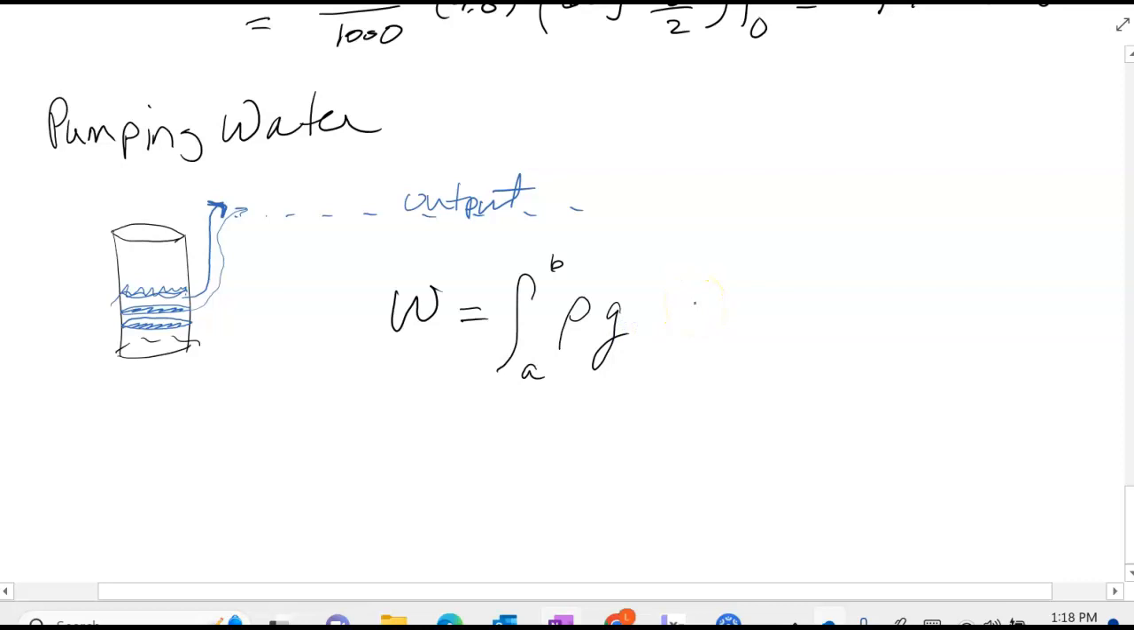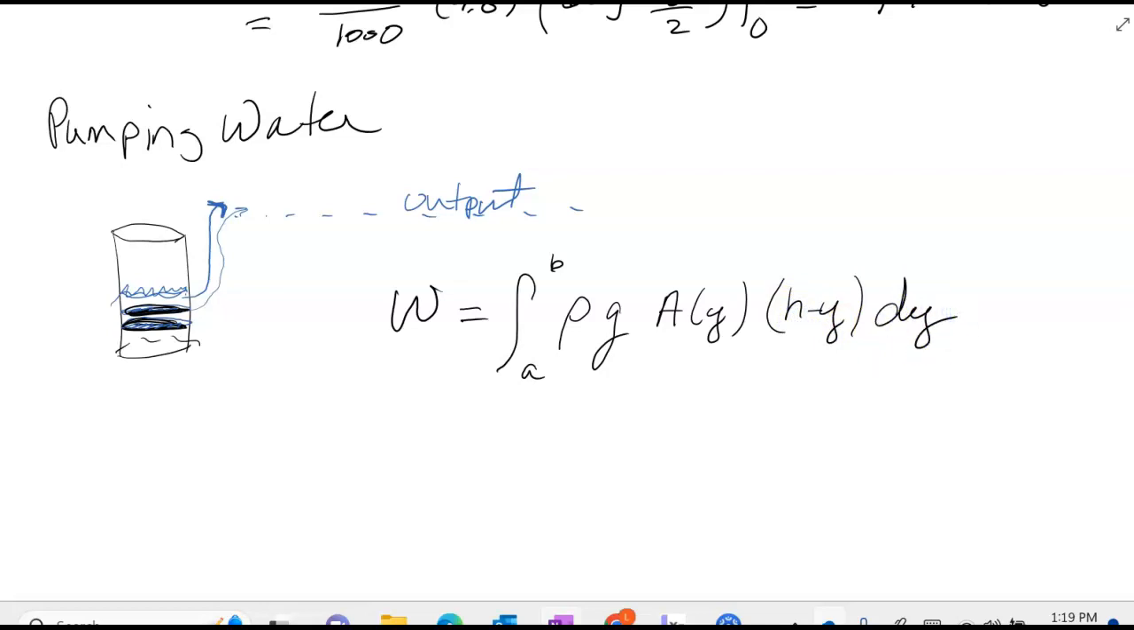But we need to add something. All right? And the part we need to add is the area of each of these cross sections. And that's what our A sub y is. We're still doing vertical movement and vertical work, so we're still going to differentiate with respect to y. We still have a distance. We'll call this the height minus y dy. But let's go through each of these little pieces for a second.